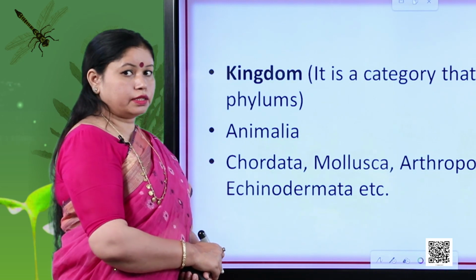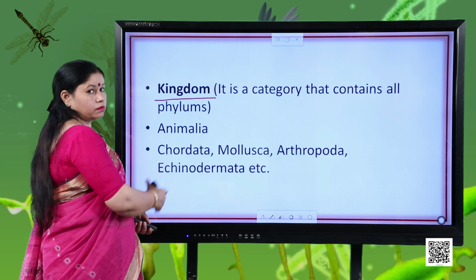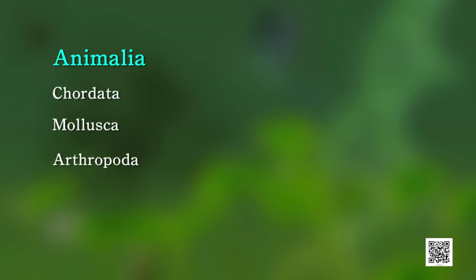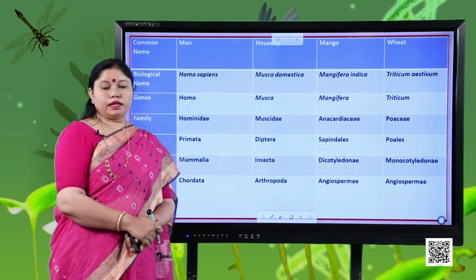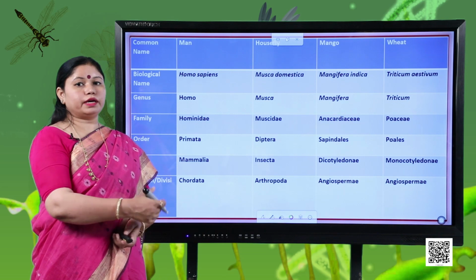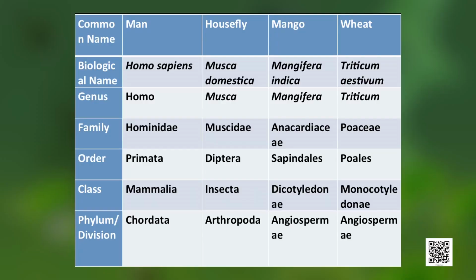Let us now discuss the most diverse group, kingdom. It is the category that contains all phyla, like kingdom Animalia, it contains all the phyla like Chordata, Mollusca, Arthropoda, Echinodermata, Protochordata, Hemichordata and many more. Let us take few examples. We will discuss about their common name, how they are classified. We will discuss about various taxonomic categories of these animals. Let us take few examples and understand different taxonomic categories to which they belong.